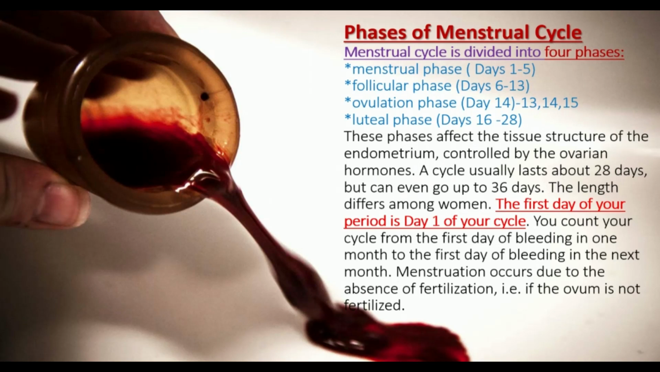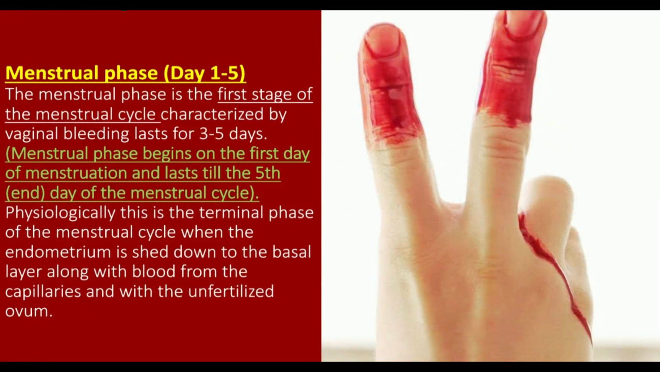A cycle usually lasts about 28 days but can even go up to 36 days. The length differs among women. The first day of your period is day 1 of your cycle. You count your cycle from the first day of bleeding in 1 month to the first day of bleeding in the next month. Thus, accordingly, you would say you have a 29-day cycle or a 27-day cycle, and so on. Menstruation occurs due to the absence of fertilization, that is, if the ovum is not fertilized.